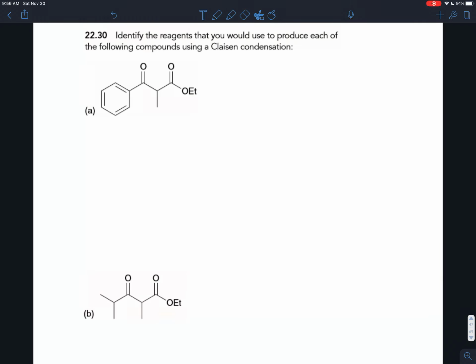Exercise 2230 is asking us to do retrosynthesis. They're giving us molecules and asking us to make them. And they do give us a hint. They say, how would you make these molecules using a Claisen condensation?